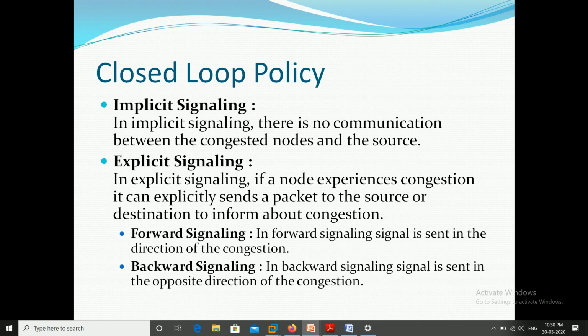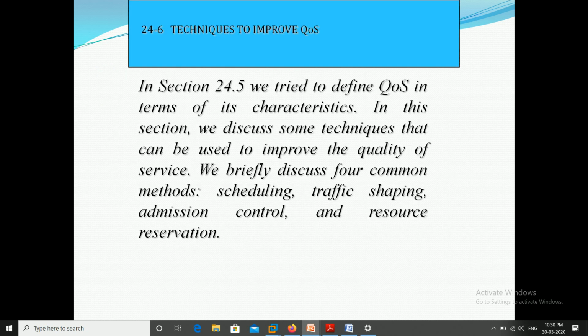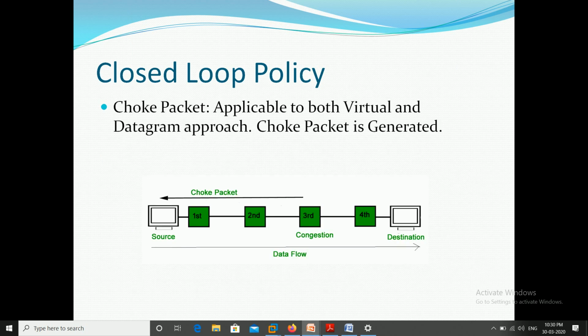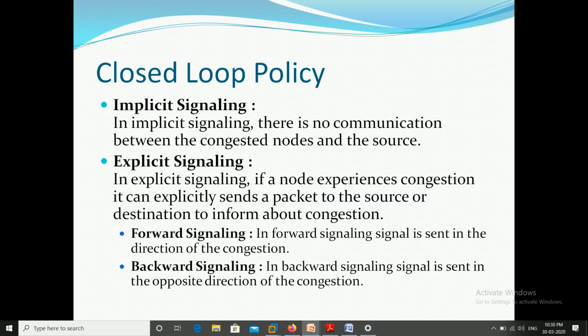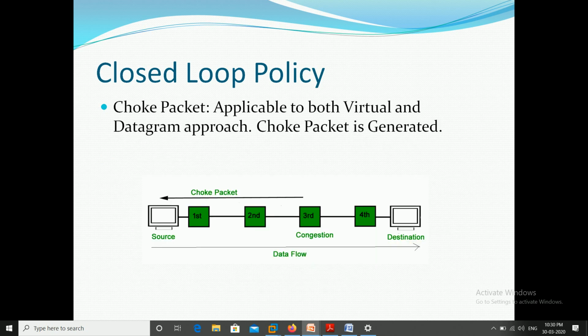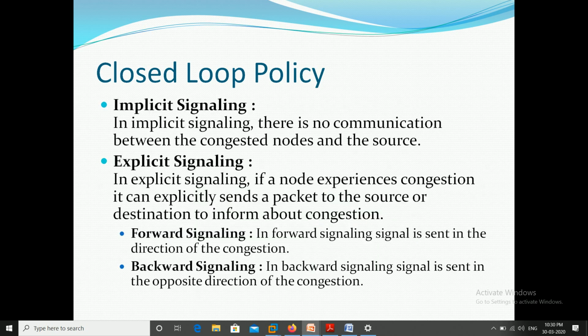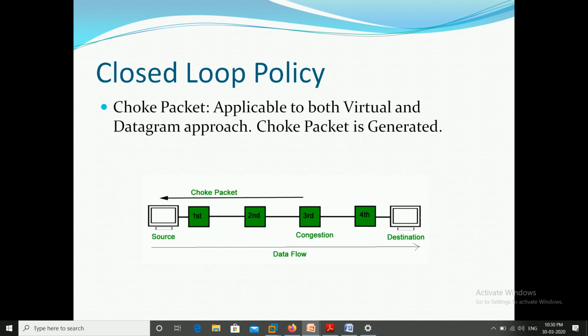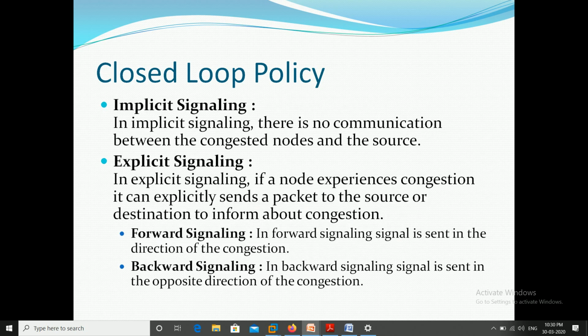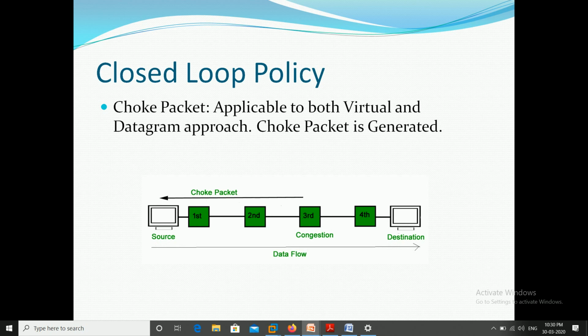In case of explicit signal, if a node experiences any kind of congestion, let's say at node number 1, 2, 3, wherever it finds the congestion, it will send a packet to the source as well as the destination. If the packet is towards the destination, we call it forward signaling. If the packet is in the opposite direction of the congestion, that is backward towards the source, we call it backward signaling.